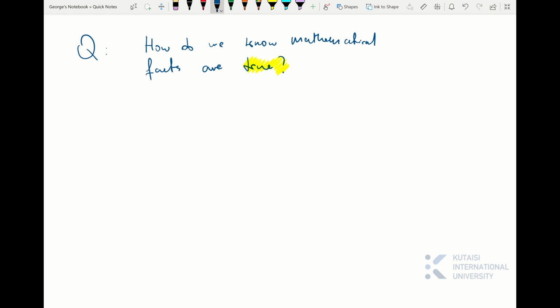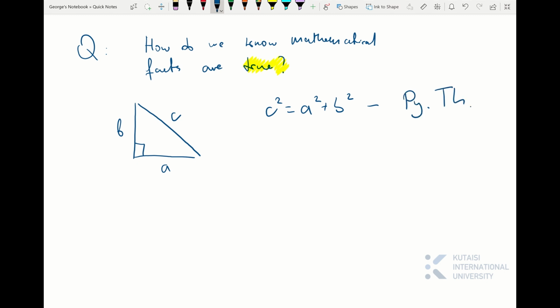So what should we take? Let's take something that everybody is familiar with, the Pythagoras theorem, let's say. If you have a right angle triangle, and this is A, this is B, this is C, then we know that C squared is A squared plus B squared. This is Pythagoras' theorem. Let's just call it P. So question number one is, how do we know this is true? Does anybody have an idea?